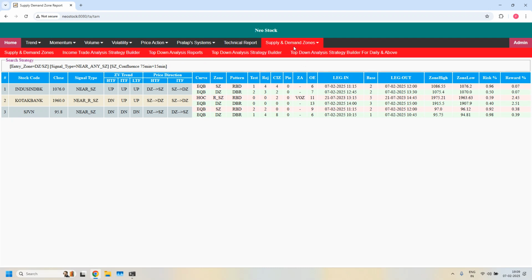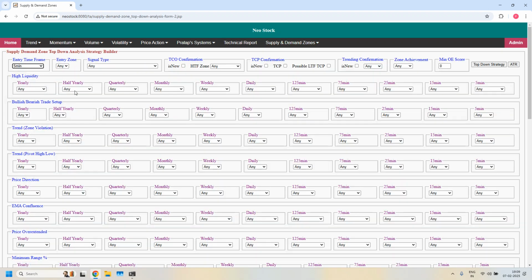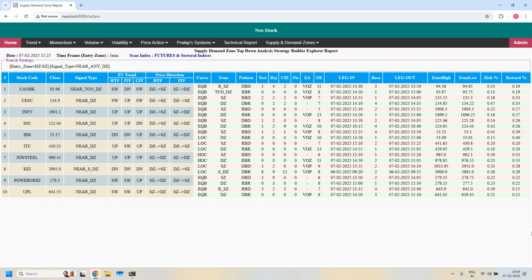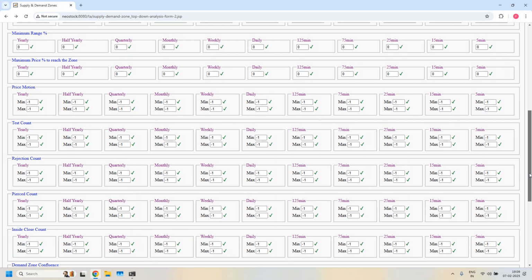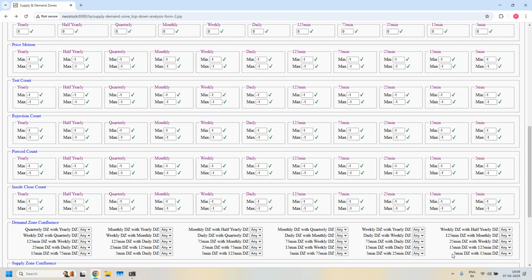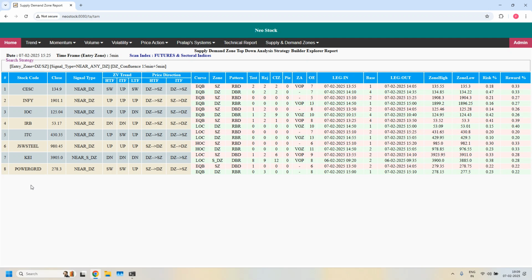Next time frame is 5 minutes. Stocks near 5 minutes demand zone, we got 10 stocks. Let us identify how many of these 5 minutes demand zones are having ITF confluence. That is 5 minutes demand zone with 15 minutes demand zone confluence. I am enabling the filter. Now 8 stocks. All these 8 5 minutes demand zones are overlapped with 15 minutes demand zone. That is what demand zone confluence filter we applied.